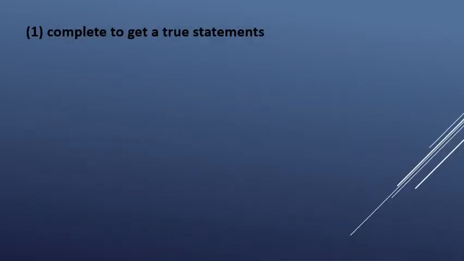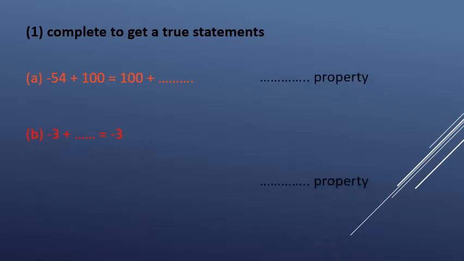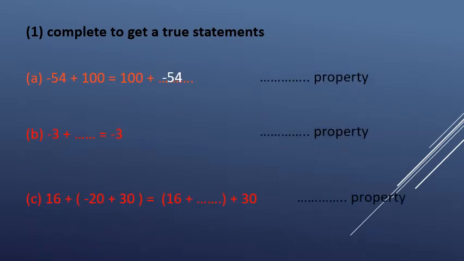Number 1. Complete to get a true statement. A: Negative 54 plus 100 equals 100 plus what? We know that this is the commutative property, so it is 100 plus negative 54. This property is called the commutative property.